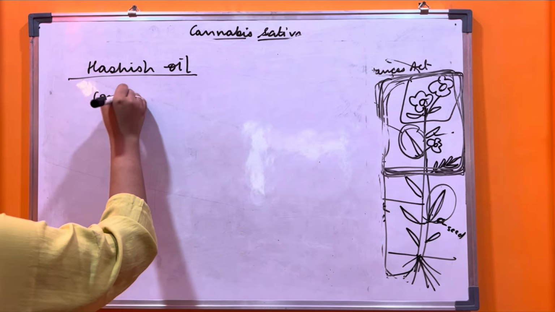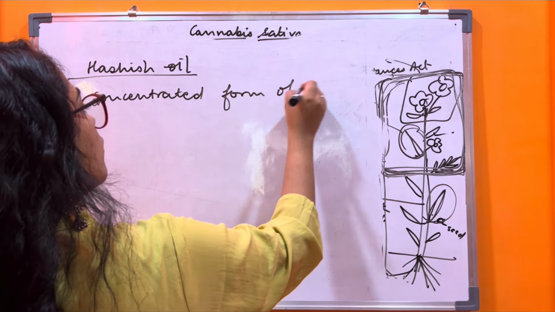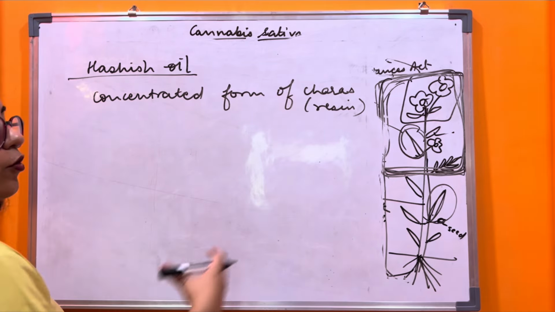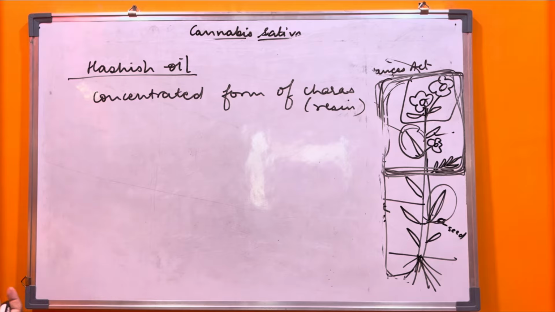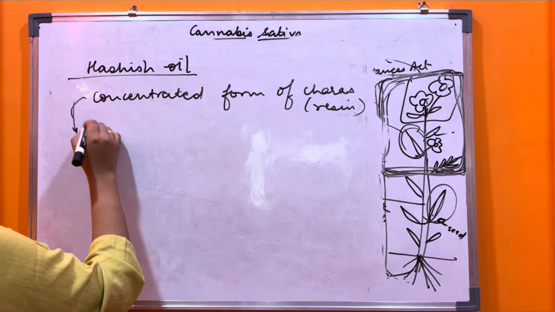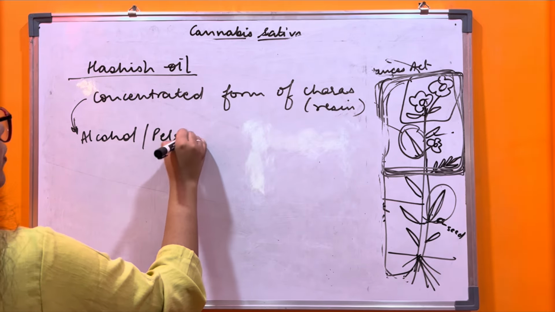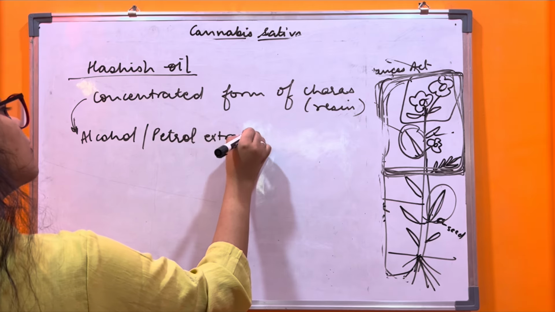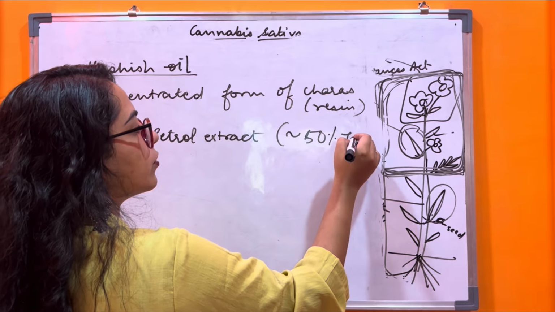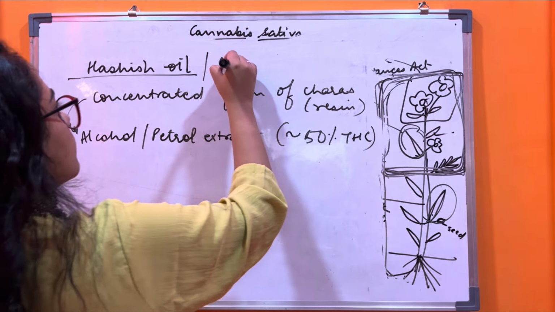Hashish oil is actually a concentrated form of charas resin. When we concentrate this resin a lot, we take an alcohol or petrol extract and keep concentrating it, so that the concentration of THC reaches 50%, then it becomes hashish oil, or it is also termed as liquid hashish.